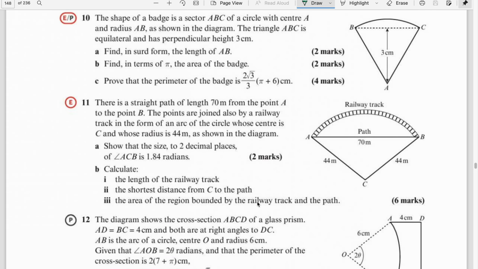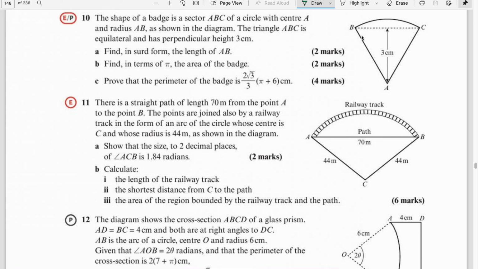Question number 10. The shape of a badge is a sector ABC of a circle with center A. The radius AB as shown in the diagram. The triangle ABC is equilateral and has perpendicular height 3 centimeters. Find, in surd form, the length of AB.